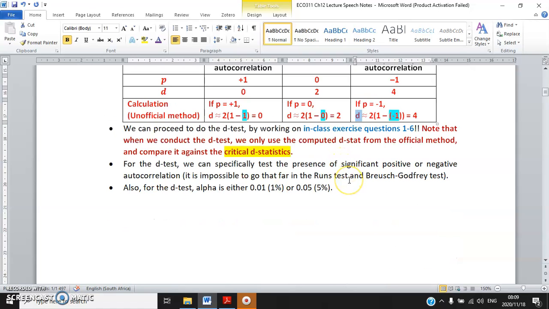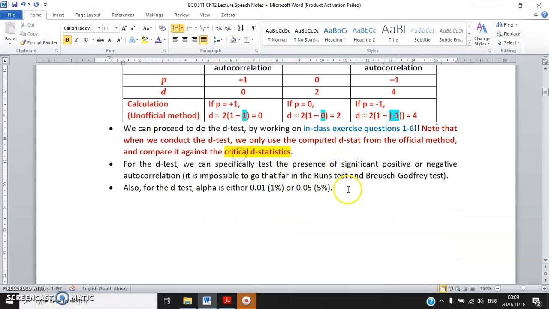We have to officially do the d-test actually. Compare the computed d-stat with critical d-stats. And for the critical d-stats, there are actually 2 critical d-stats: DL, the lower critical d-stat, and DU, the upper critical d-stat. And from the end of the last video, I mentioned that for the d-test, alpha is either 1% or 5%.